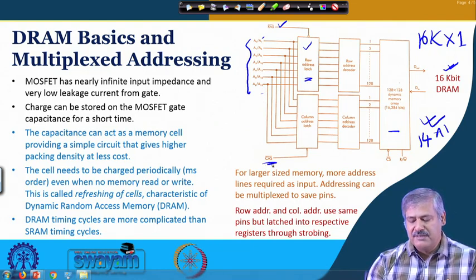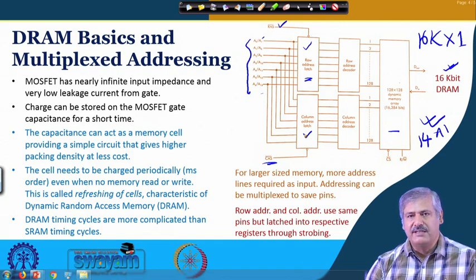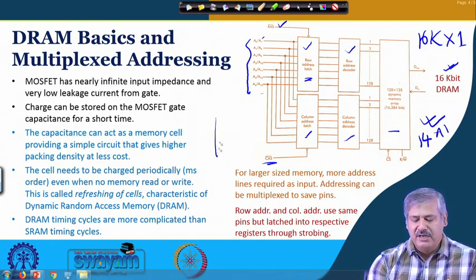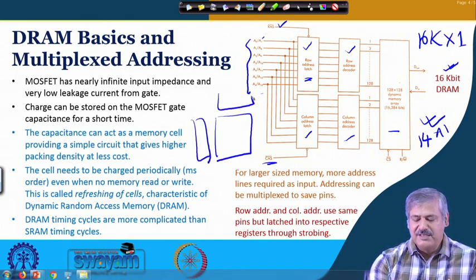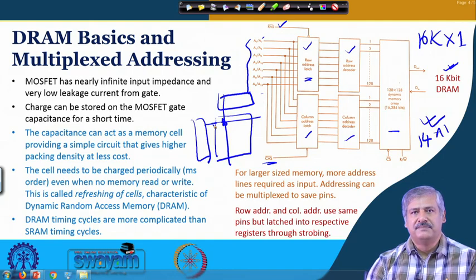So, this column address select input goes to the column address latch, which will be strobed and will store that information. This is going to the row address decoder and this is going to the column address decoder. We have already noted the matrix based addressing scheme before. So, this is the row address that will come, and this is the column address that will come, and at the cross point there is the memory cell.